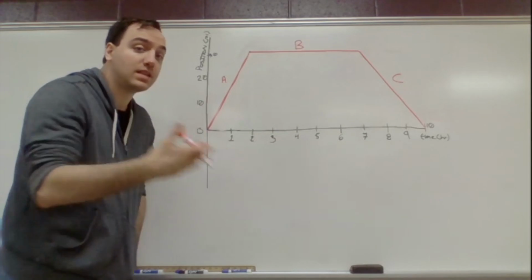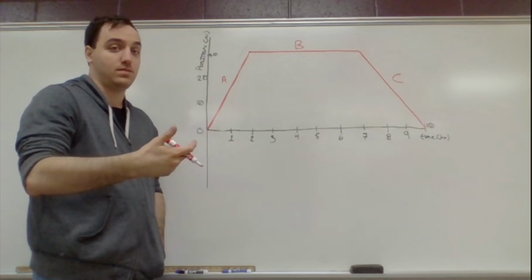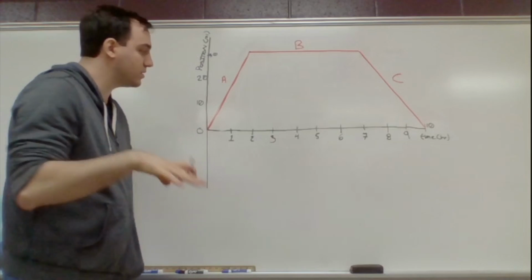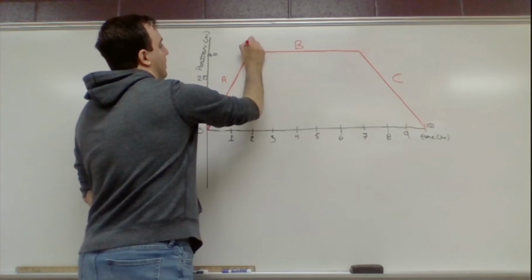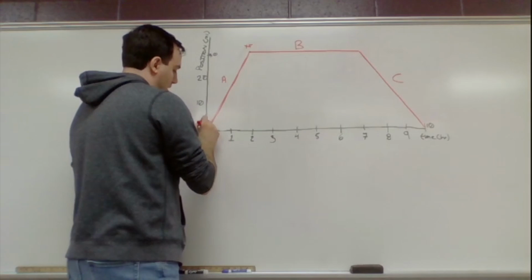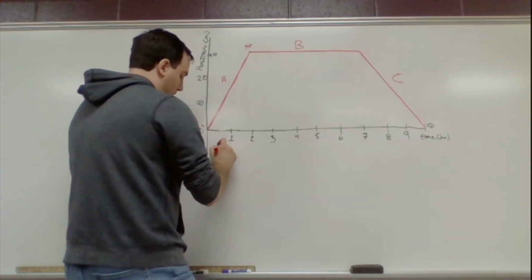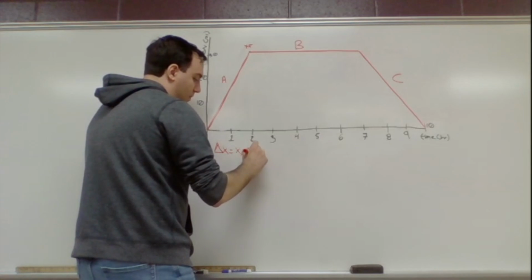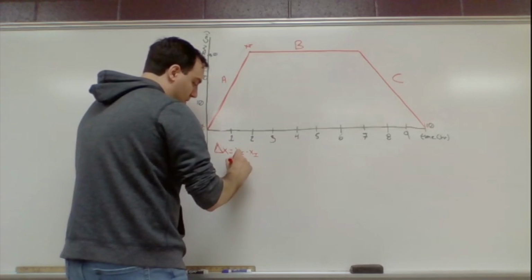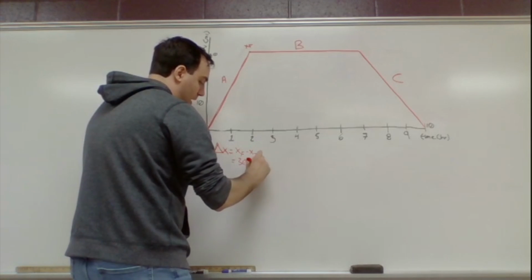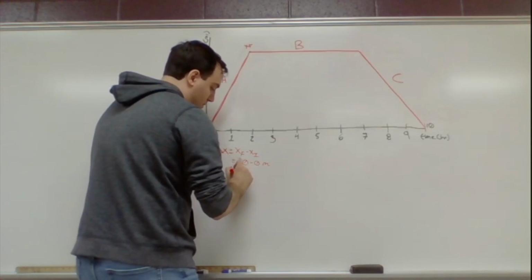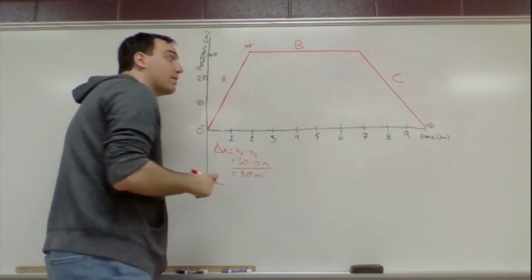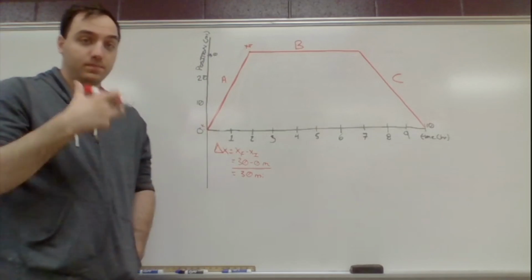What is my displacement? What is my change in position to get to school? Well, in this particular case, I end here. I start here. So my displacement, or my delta x, is always x final minus x initial. Or in this case, it's 30 minus 0 miles, which is 30 miles. Okay, this is easy, working it in.